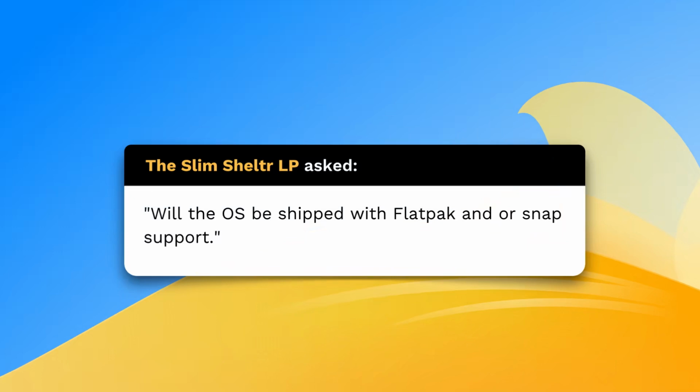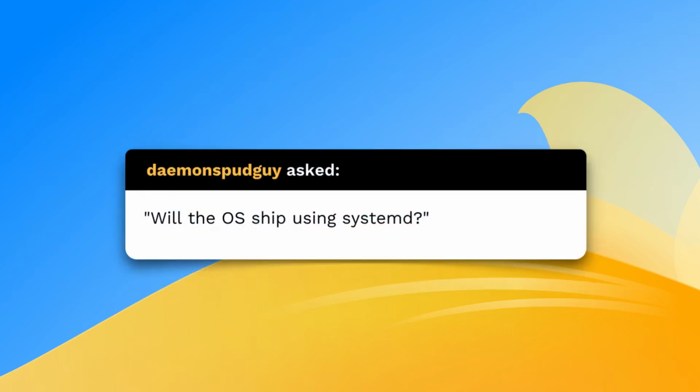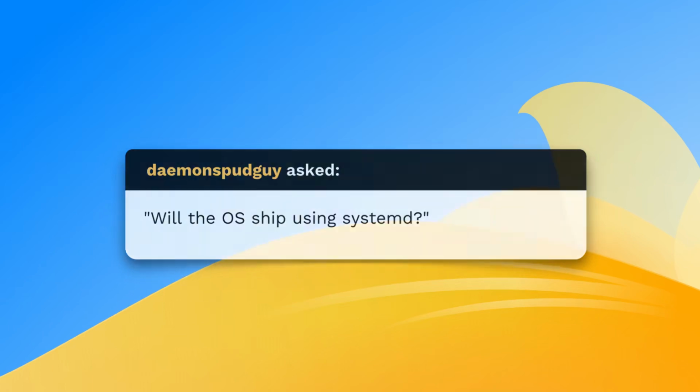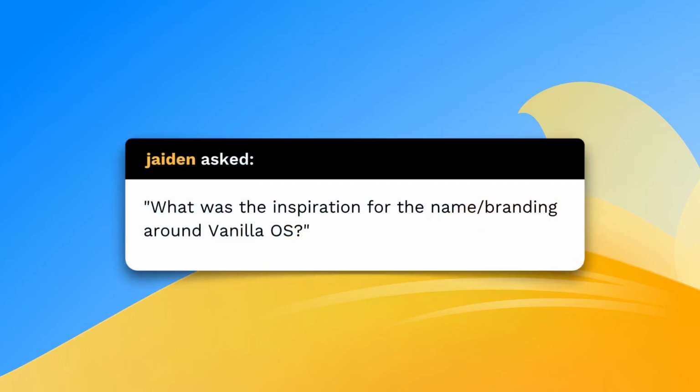Will the OS be shipped with Flatpak and or Snap support? In VanillaOS, you can choose whether to install Flatpak, Snap or AppImage on first launch via the first setup. We are not going to make choices for you. Will the OS use systemd? Yes. What was the inspiration for the name branding around VanillaOS? VanillaOS is a version of Ubuntu that offers stock GNOME, hence the definition of vanilla.